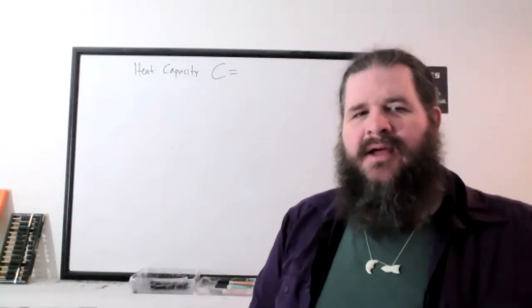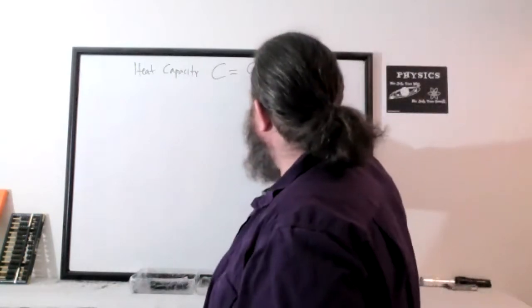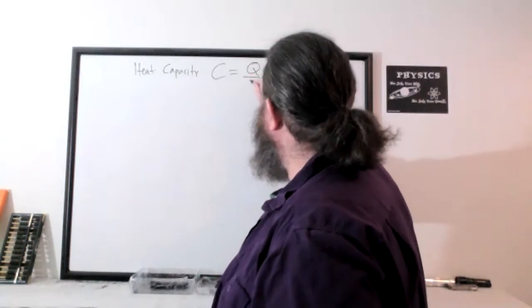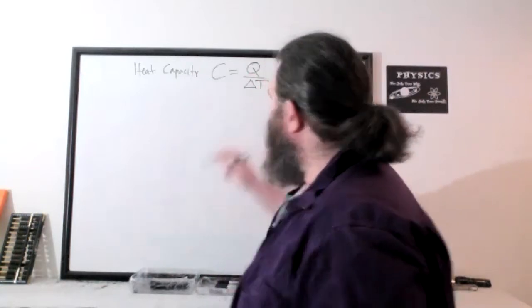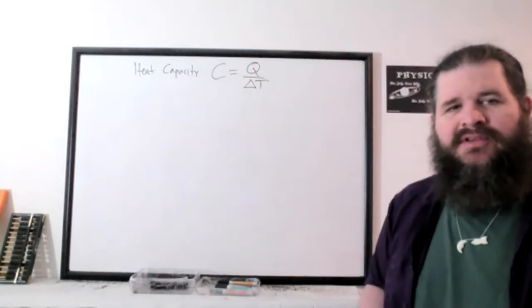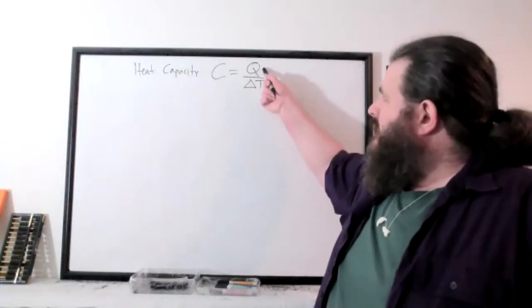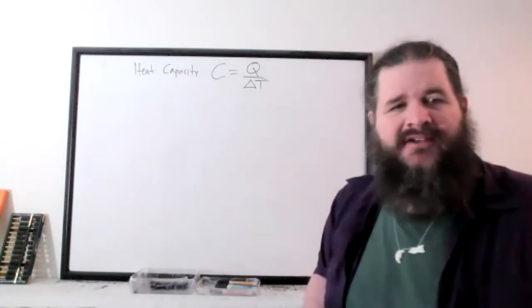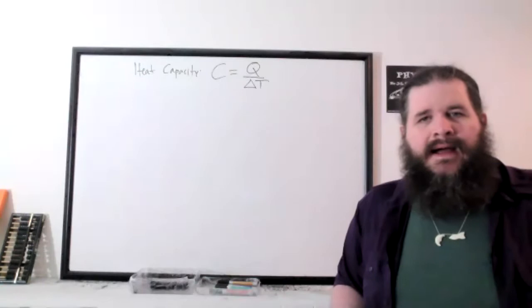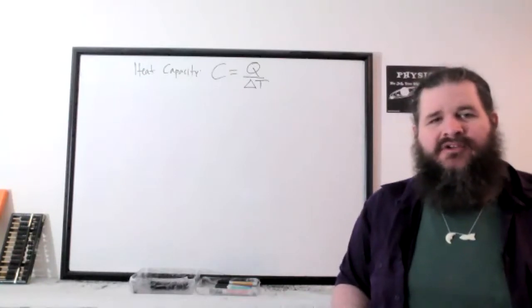It's not just any amount of energy, it's specifically the amount of heat per unit of temperature. So let's say you modify a substance by adding some heat to it, and the result is that the temperature goes up. The heat capacity is the ratio of how much heat you added divided by how much the temperature changed as a result. And that's almost the same as change in energy over change in temperature.